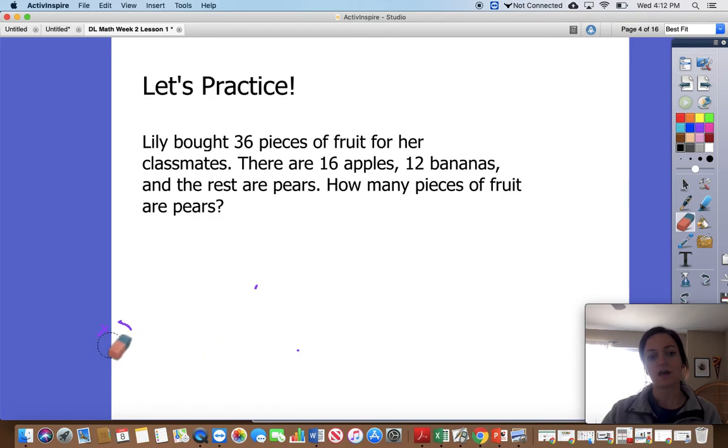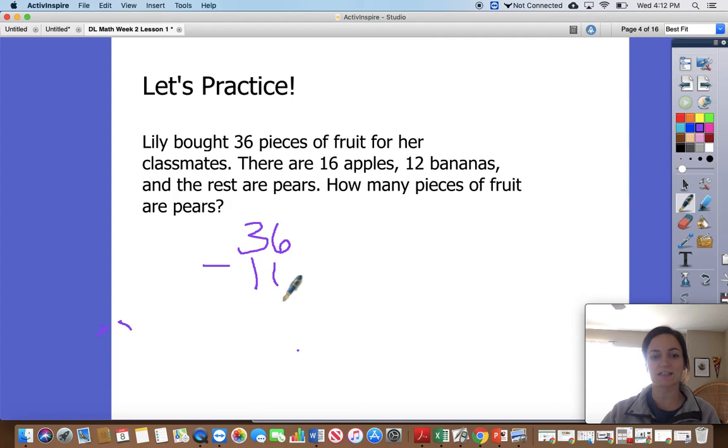Okay, another way you could have done this is you could have said there's 36 pieces in all, 16 are apples, 12 are bananas, and the rest are pear. Some of you might think, okay, I'm going to take the 36 pieces of fruit and get rid of the apples. I'm going to subtract the apples out. 6 minus 6 is 0. 30 minus 10 is 20. So I know now, if I took the apples out of the basket, I have 20 left over. 20 are bananas and pears.